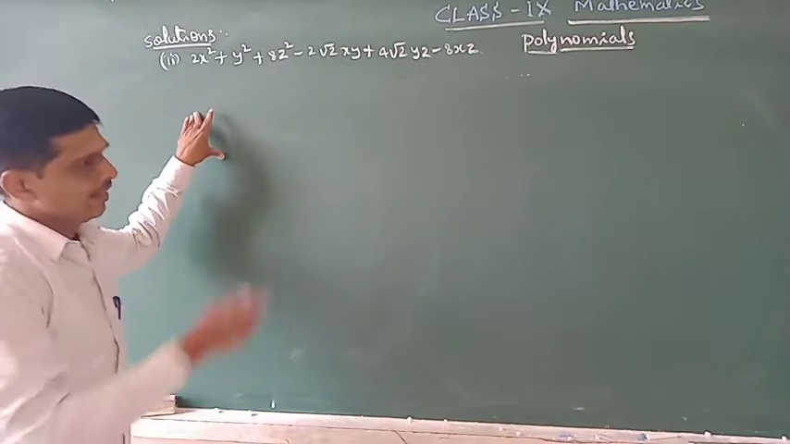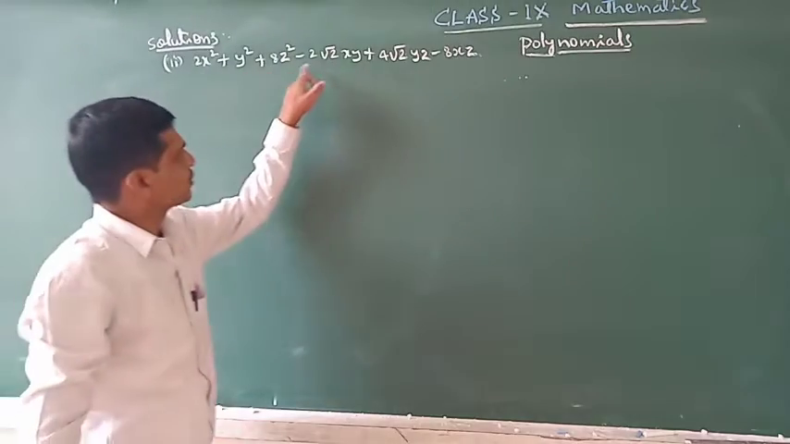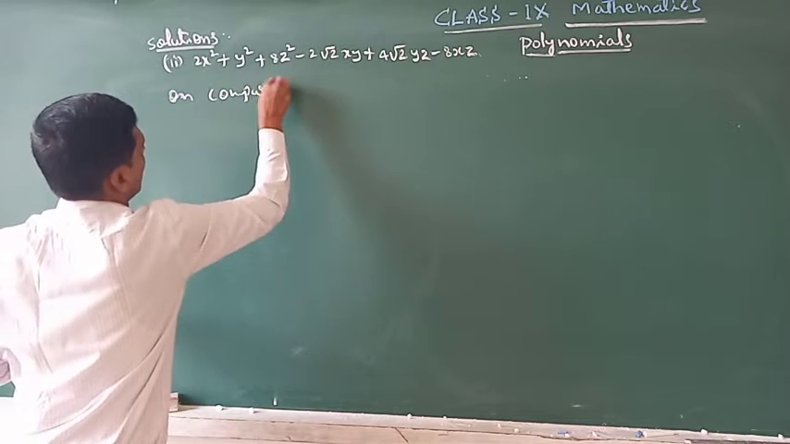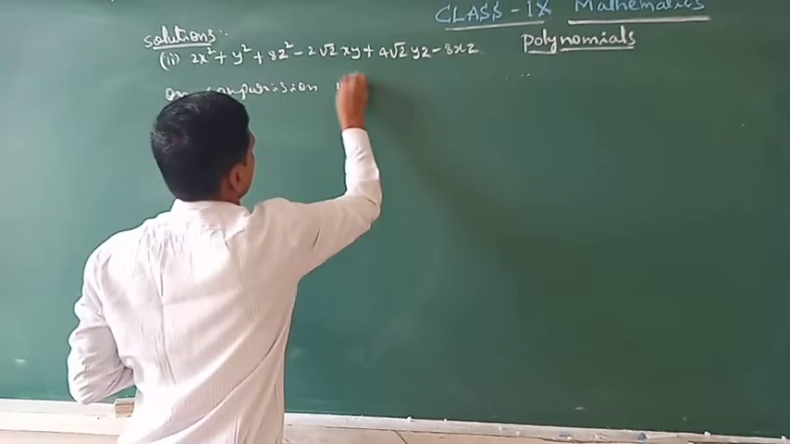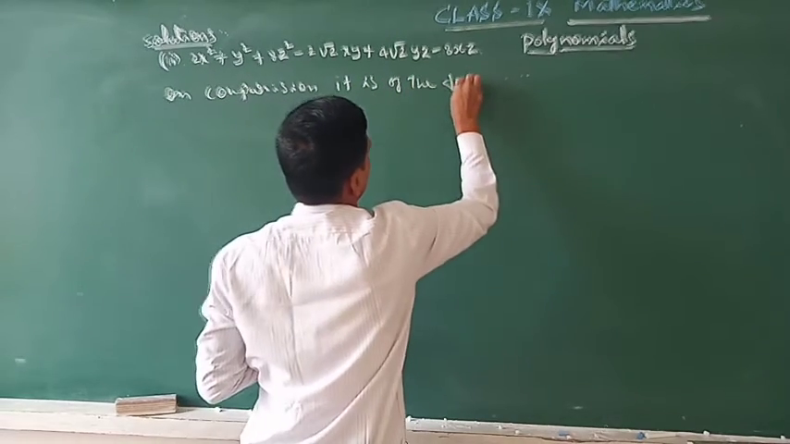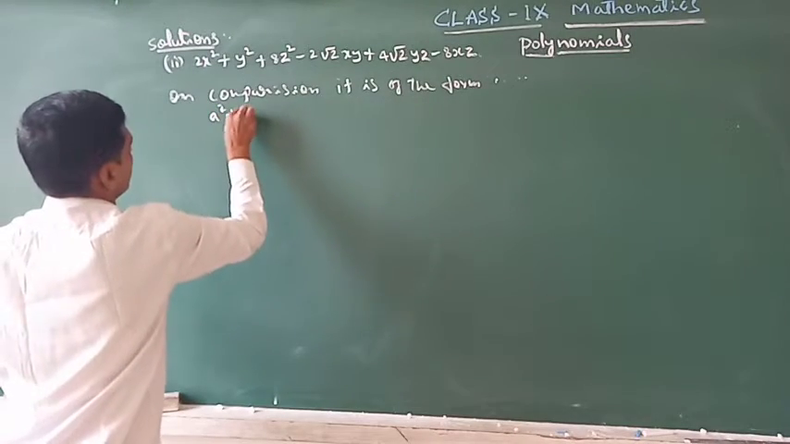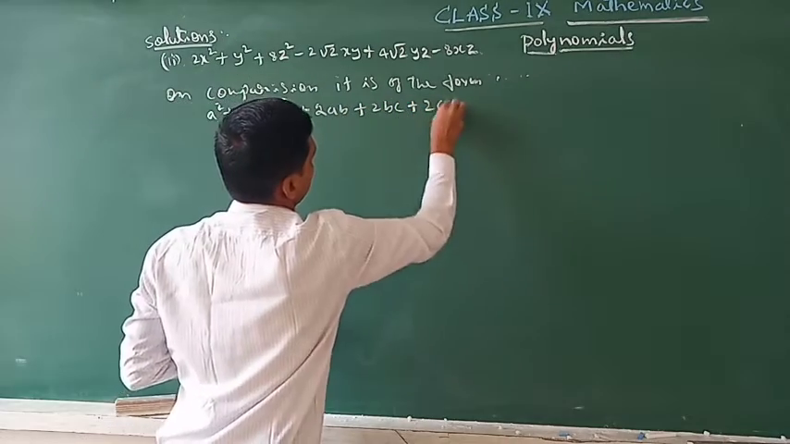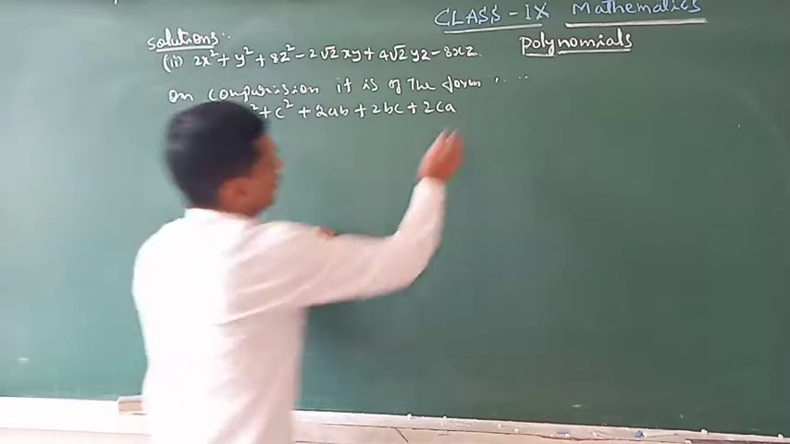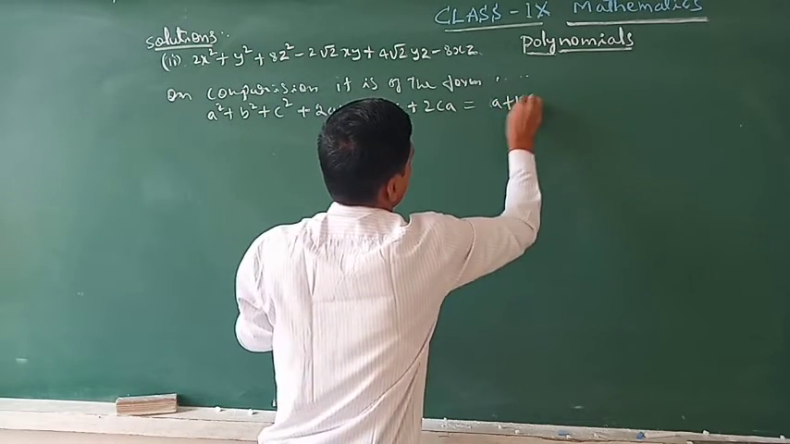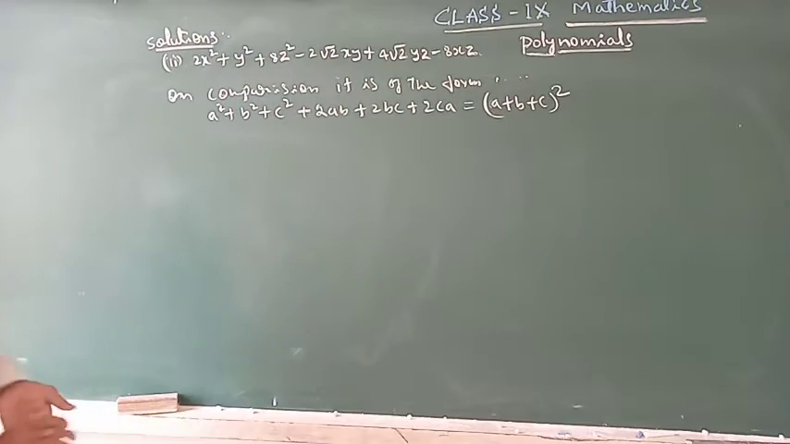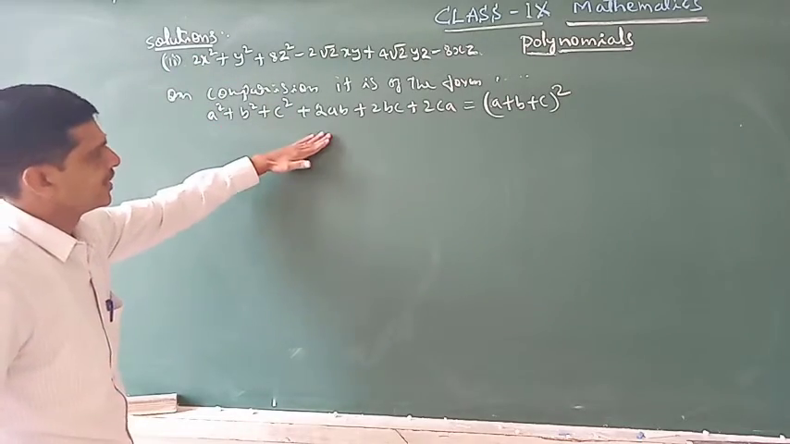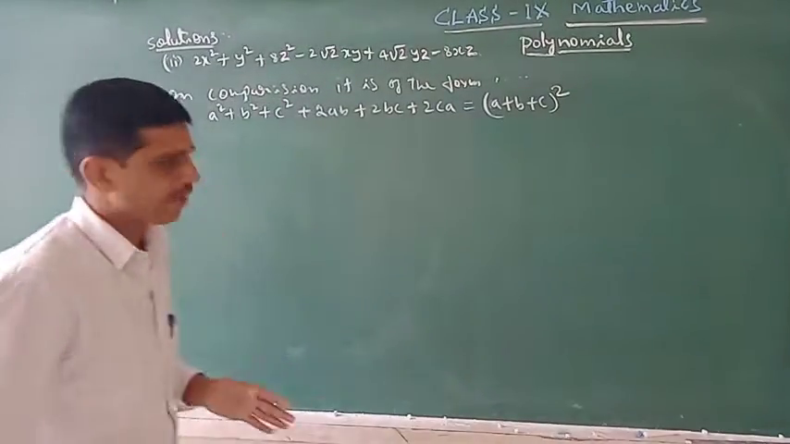So look here, second one. Again, now you can compare easily this one, a square plus b square plus c square plus 2ab. On comparison directly, it is of the form a square plus b square plus c square plus 2ab plus 2bc plus 2ca. So hence we can write the right hand side also. The left hand side becomes a plus b plus c whole square. Otherwise sometimes we can take x square, y square, z square also. So on comparison, I get this identity. What happened is right side or left side? That should be identified through these solutions.